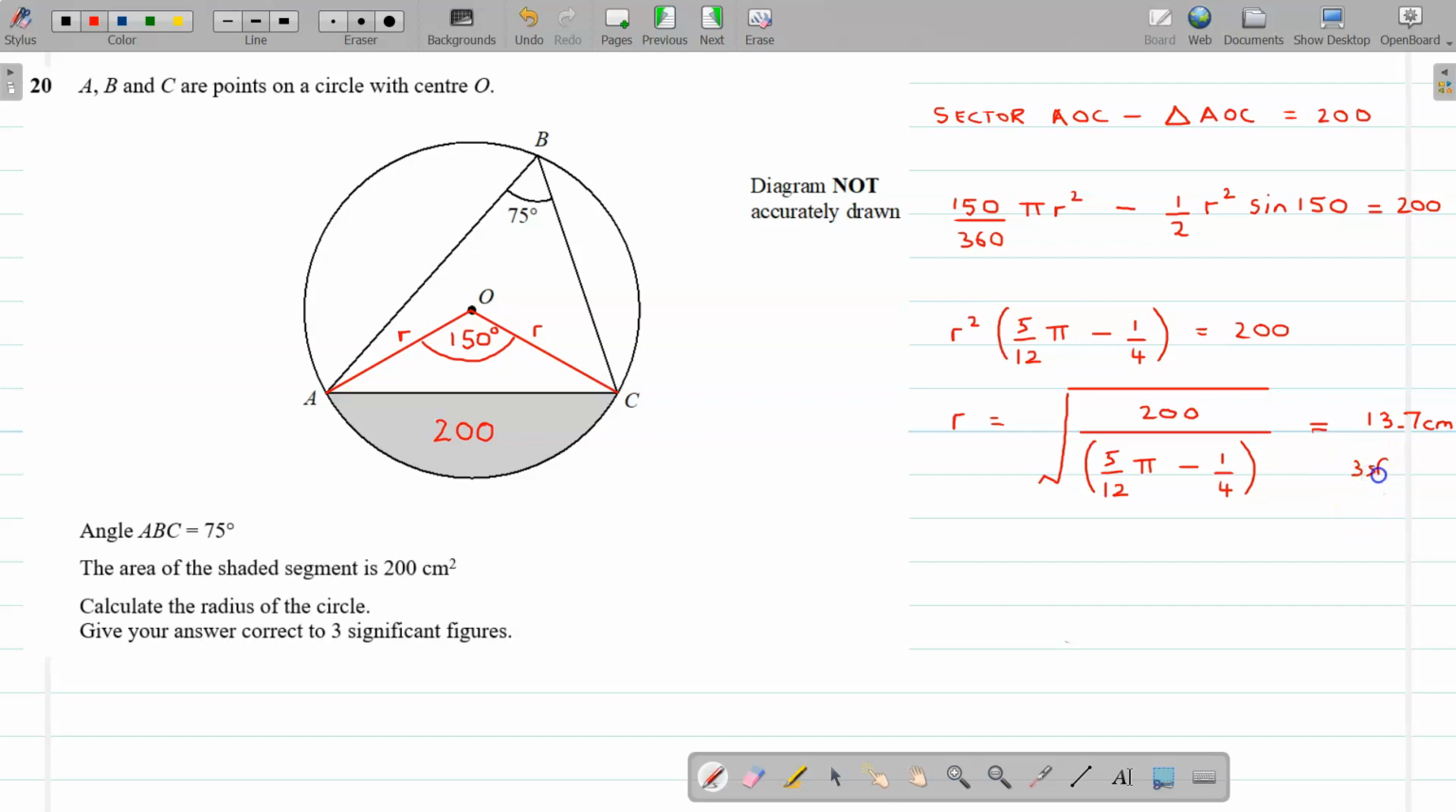Okay, now quite a difficult problem, that one, but then it is right at the end of the paper, so that's often the case. And there you have it. So an interesting question to finish with.